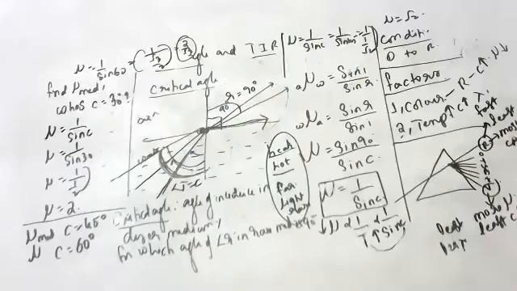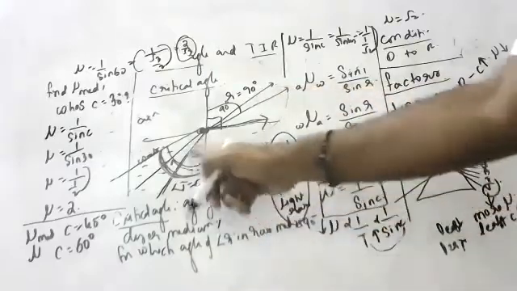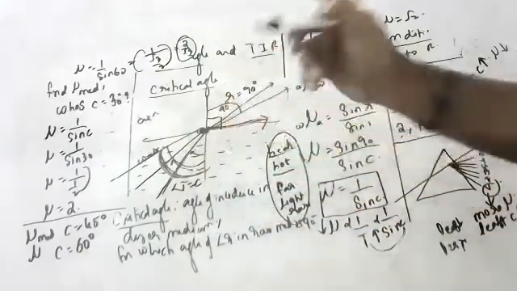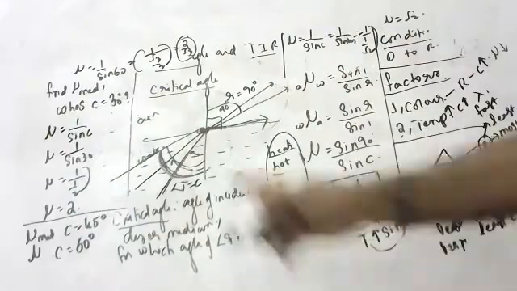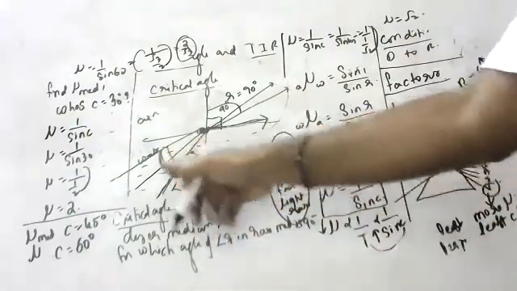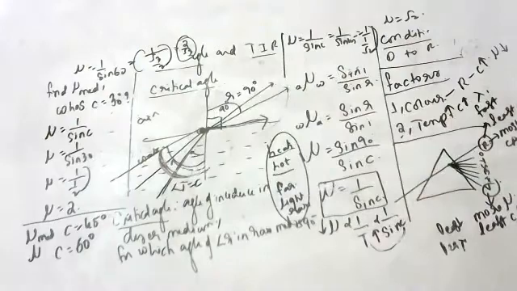See, that's it, children. So the critical angle definition is: the angle of incidence in the denser medium for which the angle of refraction in the rarer medium is 90 degrees. Try to understand, children. Okay, be active in the class.